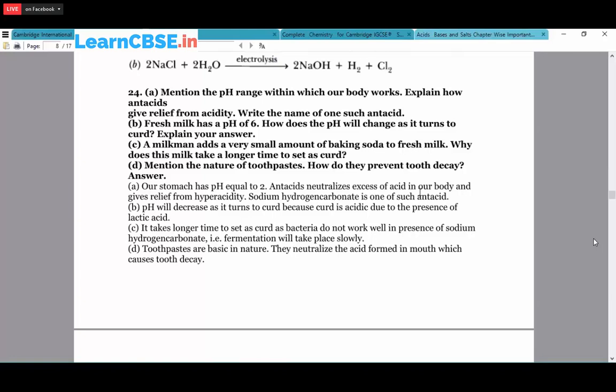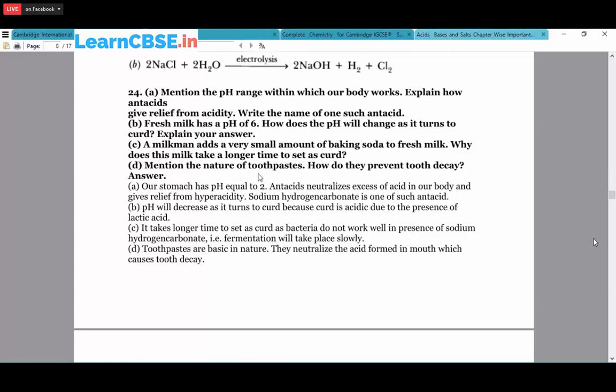Fresh milk has a pH of 6. How does the pH change as it turns to curd? Explain your answer. The pH will decrease as it turns to curd because the curd is acidic due to the presence of lactic acid in it.